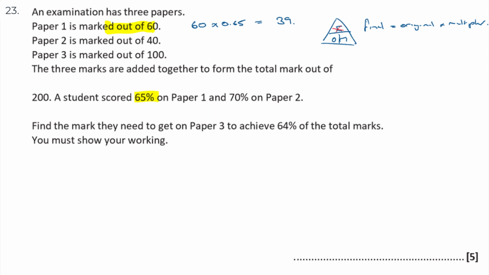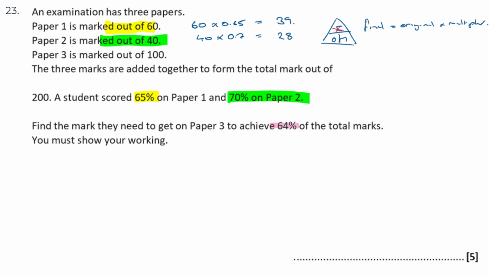Okay, now paper 2 was marked out of 40, and we're told that he got 70% on that. So to work out the number of marks then, that's going to be the total marks, the original marks, times the multiplier of 0.7, and that's going to give me 40 times 0.7, that's 28 marks. Okay, now he wants to score 64% overall.